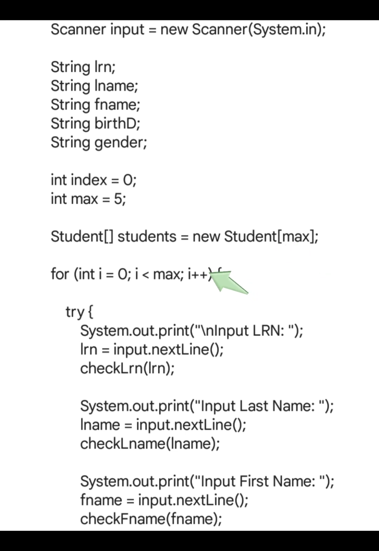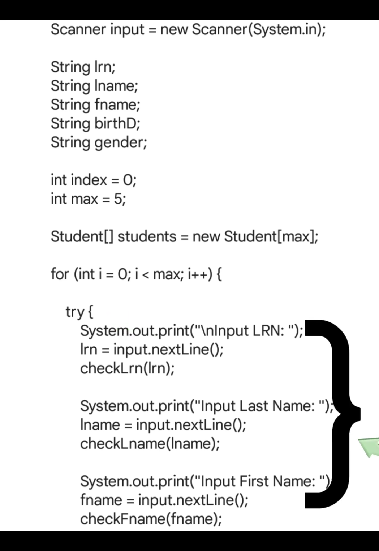Starts a loop to collect input for 5 students. Begins a try block to handle input exceptions. System.out.print "Input LRN" prompts the user to enter the LRN. LRN equals input.nextLine reads the LRN input from the user. checkLRN calls the method to validate the LRN.